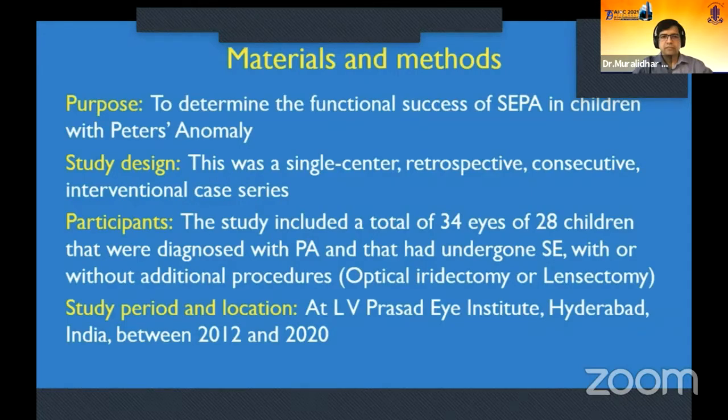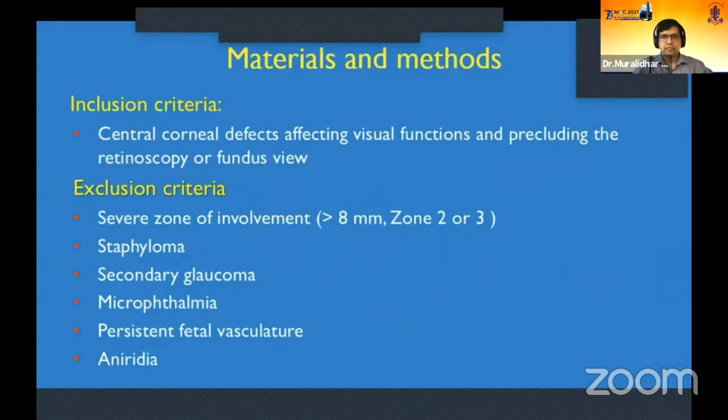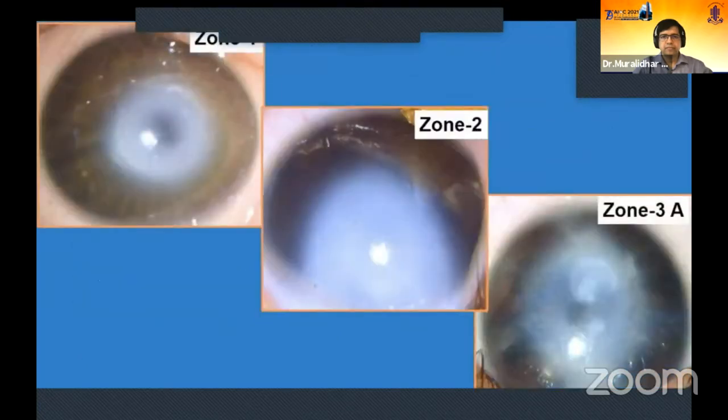This was a single-center retrospective consecutive interventional case series. The study included 34 eyes of 28 children with visually significant Peters anomaly that had undergone a selective endothelial removal with or without additional procedure. The study was conducted at LV Prasad Eye Institute, Hyderabad, India, over a period of 8 years between 2012 and 2020.